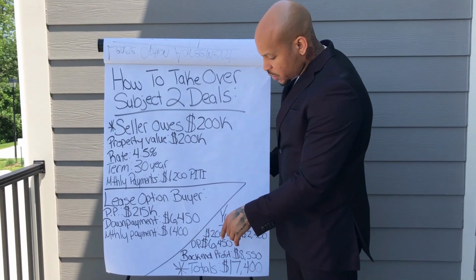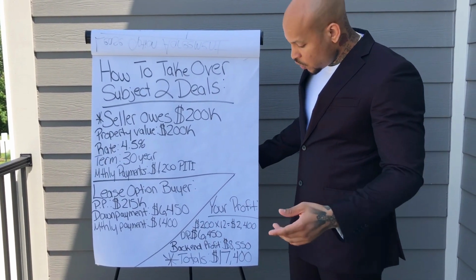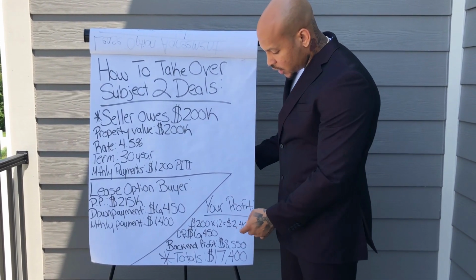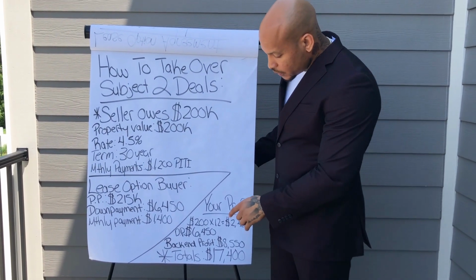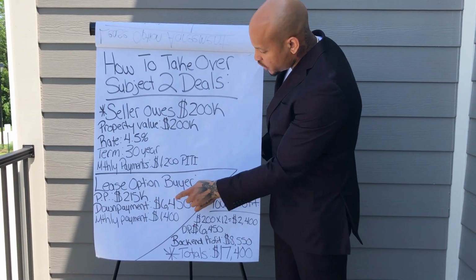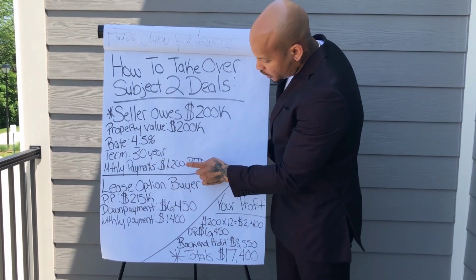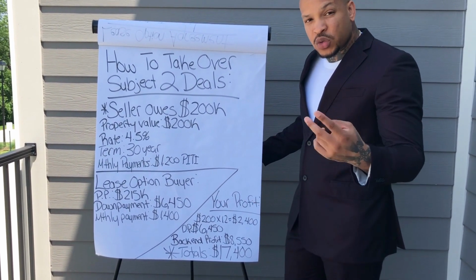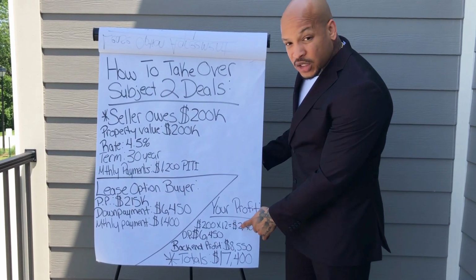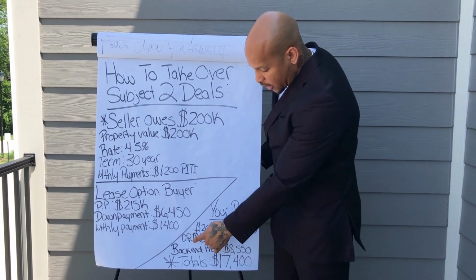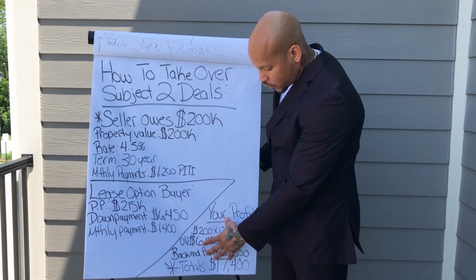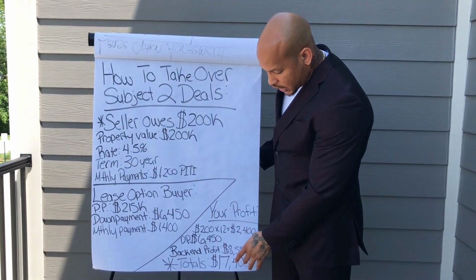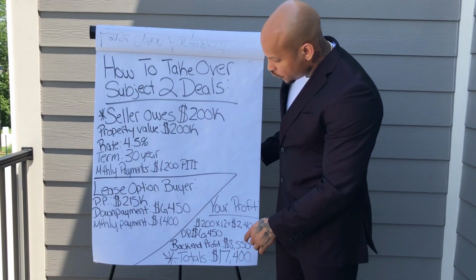So the spread between both of those is around $200, which will be $2,400 a year. This is your profit on this property. $1,400 to $1,200 is $200, that's $2,400 annually you'll be making. The down payment is non-refundable, so that's non-refundable money. The down payment will be $6,450.